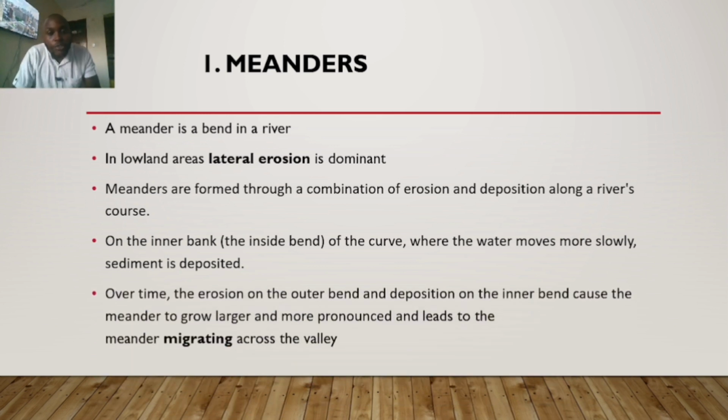And then over time, the erosion on the outer bend, because water there flows faster, and deposition on the inner bend cause the meander to grow larger and more pronounced, and lead to the meander migrating across the valley like that. So you'll have that meander pronounced. Always remember that due to lateral erosion, erosion on the outer side happens faster as compared to the inner side, where we actually have deposition of sediments. All right, that is it.